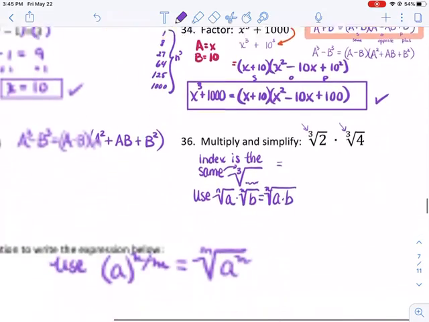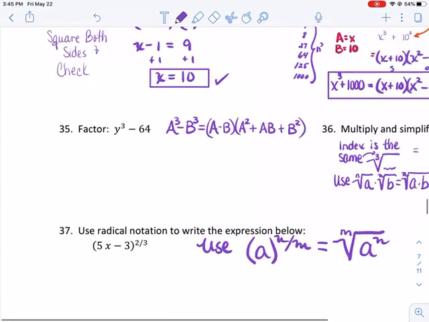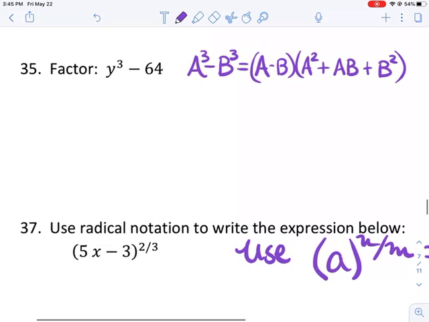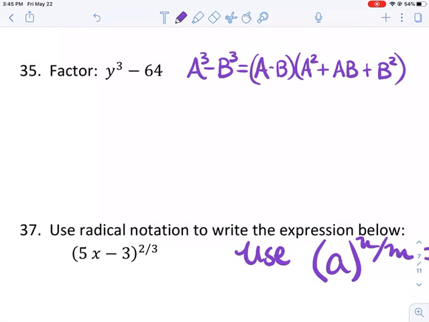Problem 35 kind of relates to it because we're dealing with the same kind of problem. So problem 35, we've got y cubed minus 64. My first step when I see a cube is I think, is it the difference of two cubes here?